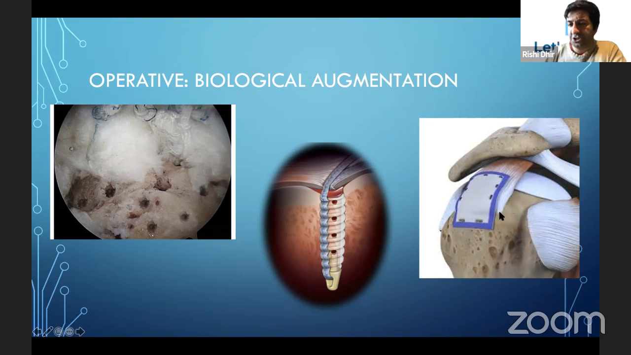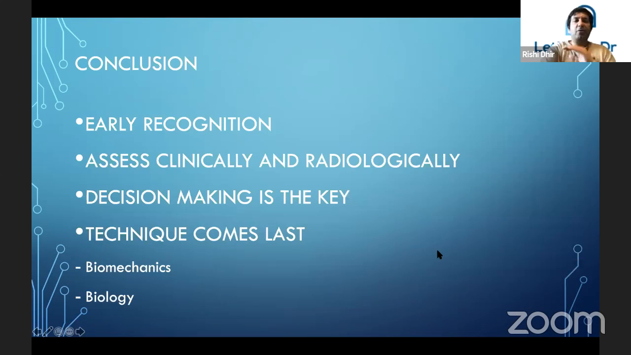Or you might use a biological patch. These tend to be newer, and the efficacy of them is not completely known. But I have worked for people who've used biological patches for large tears as well, and they can be useful for that. So in conclusion, thanks for staying awake through that. Basically, early recognition is the key with rotator cuff disease, and particularly tears, okay? The earlier you get in there, the easier it is. You've got to assess these patients clinically and radiologically.